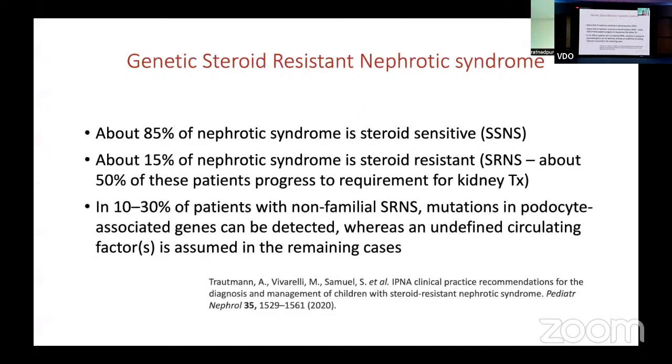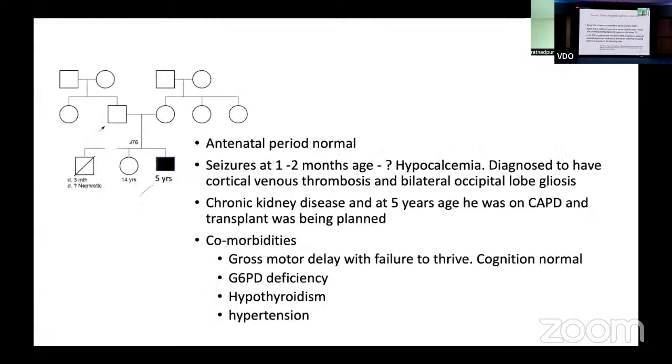Coming to the third case. So we know that this common scenario of steroid-resistant nephrotic syndrome is present in about 15% of patients who've got nephrotic syndrome. And a large percentage of these are of genetic origin and would require kidney transplantations. And we know that in this phenotype, as in the first talk, Dr. Madhulika and Dr. Aditi have already alluded to, we have mutations that typically impact the podocyte, the slit diaphragm, and the membrane, causing the disease phenotype.